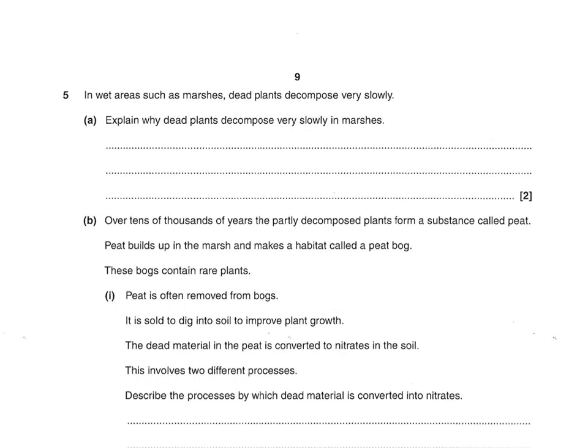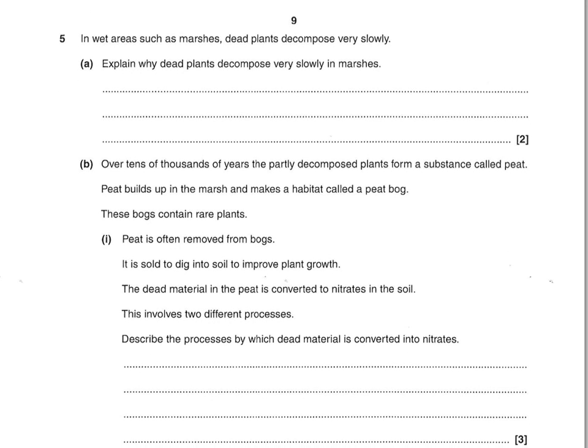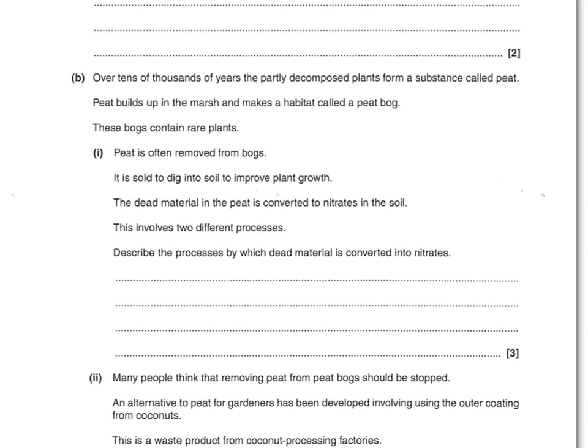In wet areas such as marshes, dead plants decompose very slowly. Explain why dead plants decompose very slowly in marshes. So that's the idea that less oxygen is available. So that's the first mark. For respiration for the second mark. So less oxygen, first mark. For respiration, second mark. Over tens of thousands of years, the partly decomposed plants form a substance called peat.